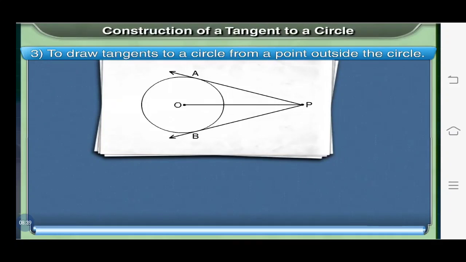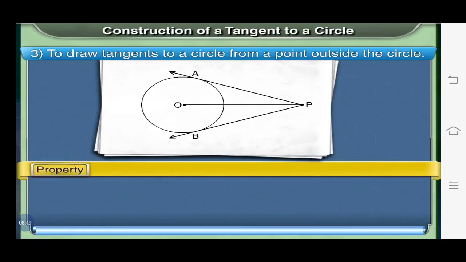We have drawn tangent to a circle at a point on the circle. Which property did we use there? A tangent is perpendicular to the radius at its outer end. Can we use the same property to construct the tangents from a point outside the circle?